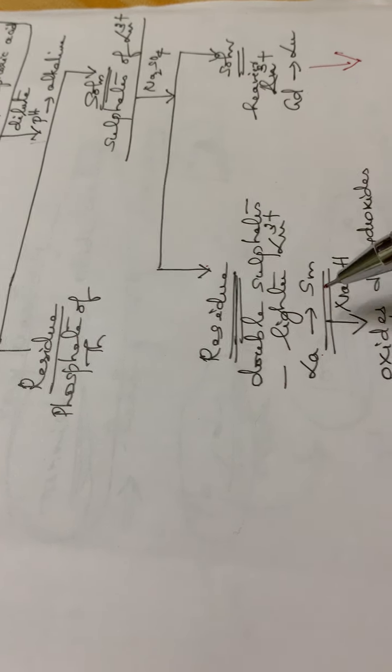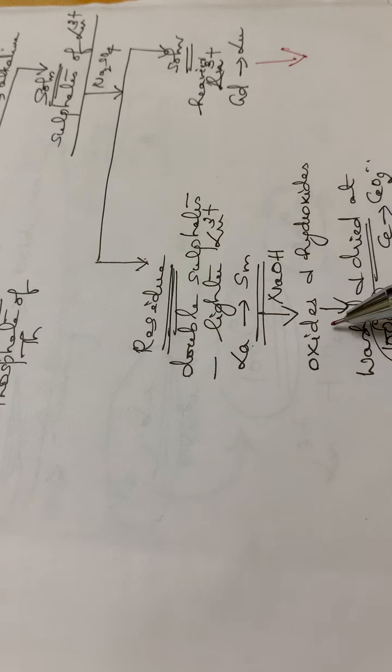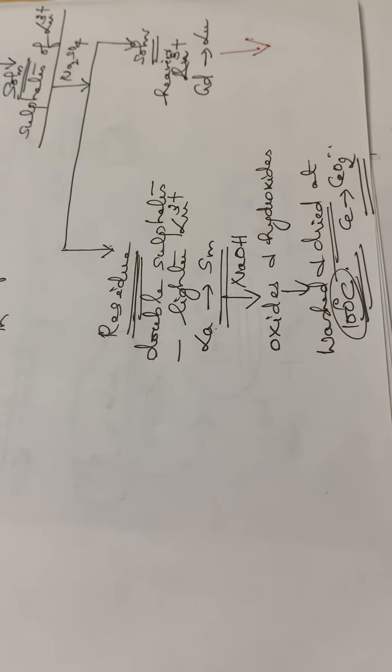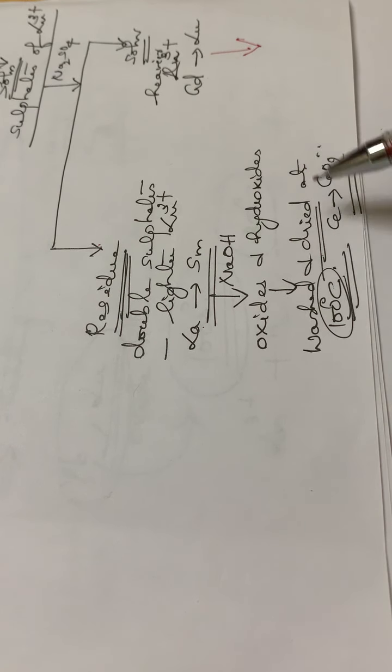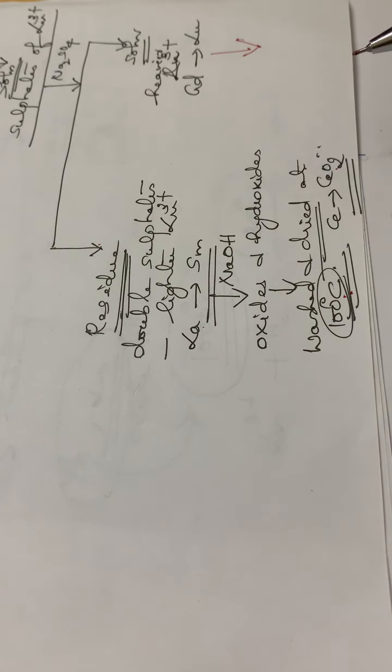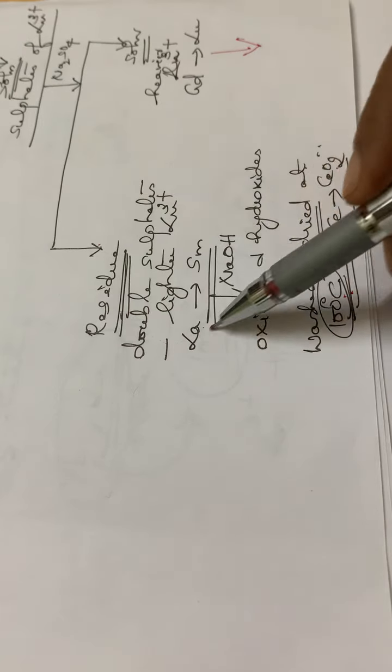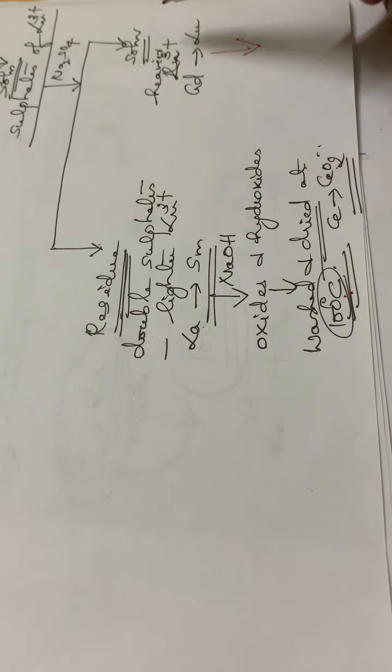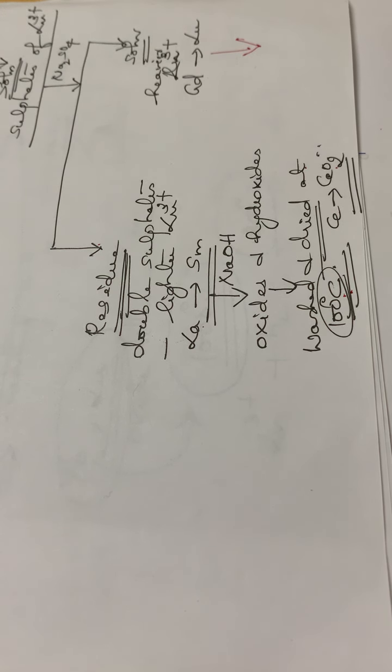And again the lighter lanthanides are treated with NaOH and converted to oxides as well as their hydroxides. Then it is washed and dried at 100 degrees Celsius. While drying at 100 degrees, cerium is oxidized to CeO2. So this much is there regarding the isolation of lanthanides. So you are getting a residue of the lighter lanthanides as well as a solution of the heavier lanthanides. Then you have to continue with the separation of lanthanides.